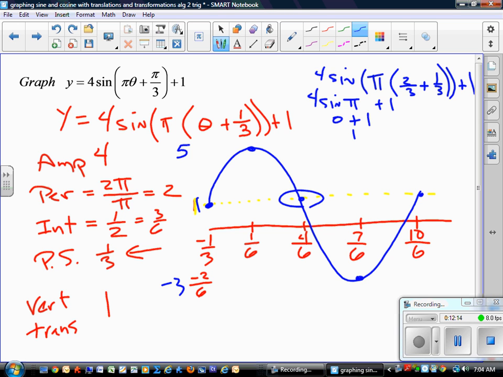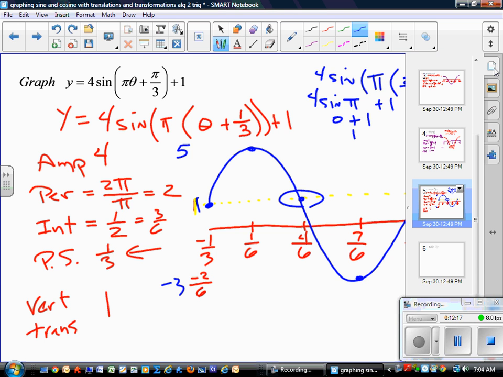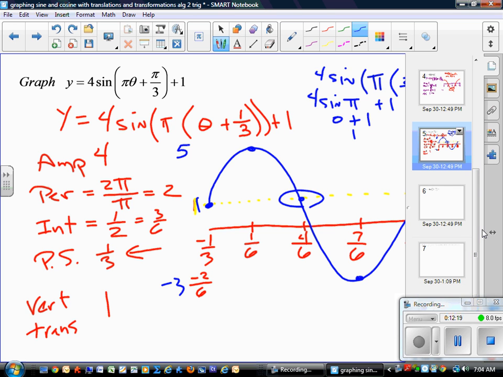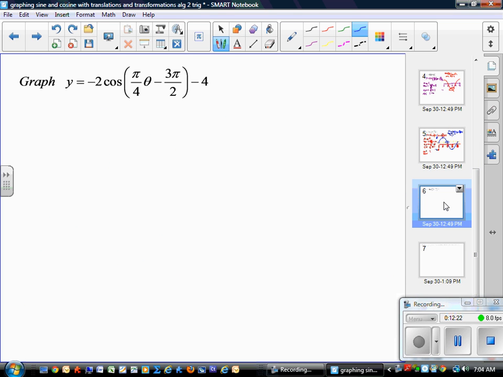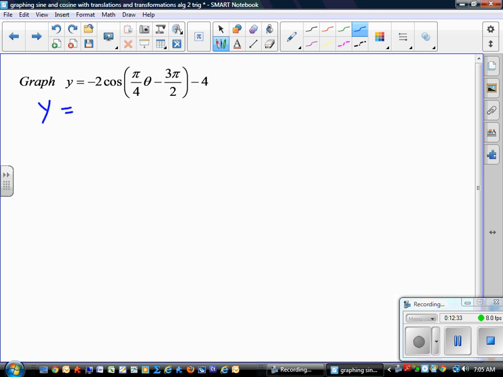All right, next example. Couple more. All right. So next, we're going to do something very similar to this problem here. Factor out negative 2 times the cosine. We're going to pull out 1/4 pi. The trick's going to be what? 1/4 times what is negative 3/2. All right. So I've got to think about what's going to do that for me.